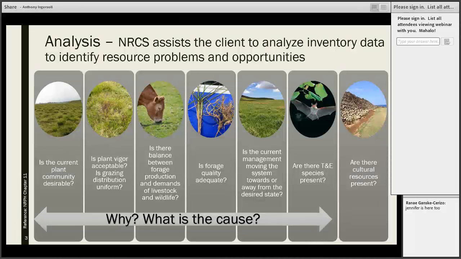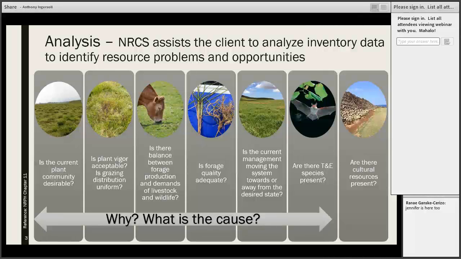Is the current plant community desirable? Is plant vigor where we want it to be or the client wants it to be? Is the grazing distribution uniform and acceptable? Do we have a balance between forage production and the demands that are being put on the pasture from livestock and wildlife? Is the quality of the forage adequate? Is the current management moving that system towards or away from the desired state? Are there T&E species present? Are there cultural resources present? As planners, these are other things that we need to consider.